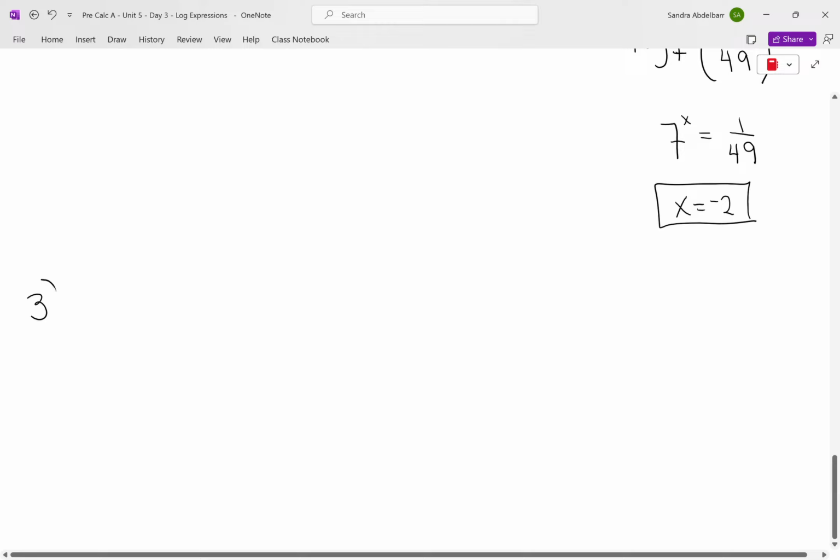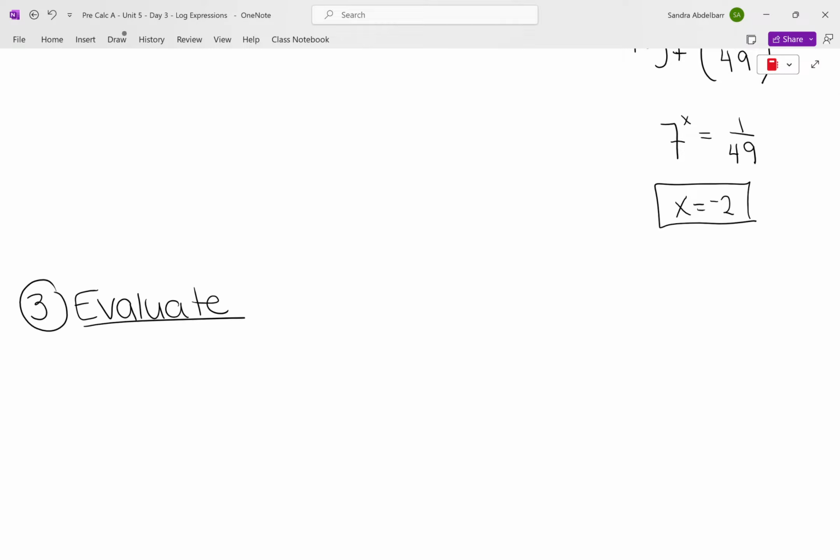I want us to evaluate again. I don't know what number this was. 2. Okay. So again, I want us to evaluate. But it's an easy evaluation. Log base 2 of 8.